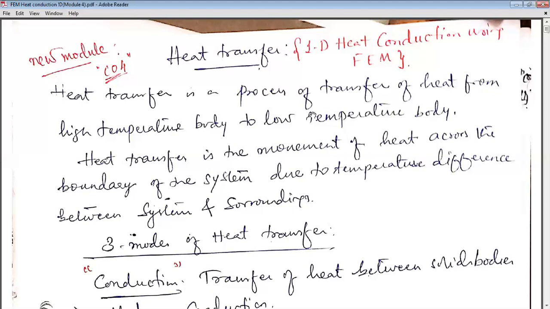Heat transfer is the movement of heat across the boundary of the system due to temperature difference between the system and surroundings. All of you are aware from the laws of thermodynamics that heat always flows from a hot body to a cold body, keeping the thermal equilibrium intact. Basically, heat is the energy in motion, which always transfers from a high temperature body to a low temperature body, doing some useful activities.